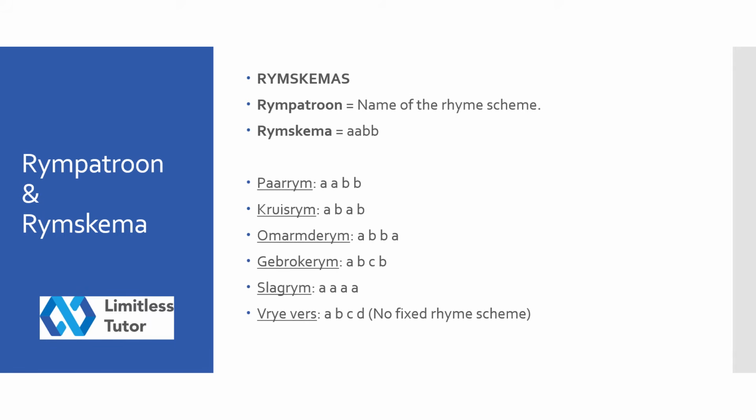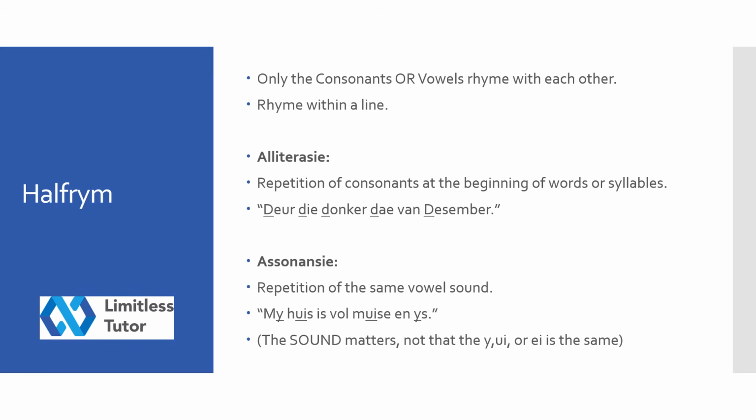Okay, slagrym, not often seen, is AAAA. And then vrye vers, which we often see, especially as you get to the older grades, is A, B, C, D. So there's no fixed rhyme scheme. That's all you have to remember for that one. There's no fixed rhyme scheme. Okay, halfrym, only the consonants or the vowels rhyme with each other within a sentence, okay, within a line. So it's rhyme within a line.